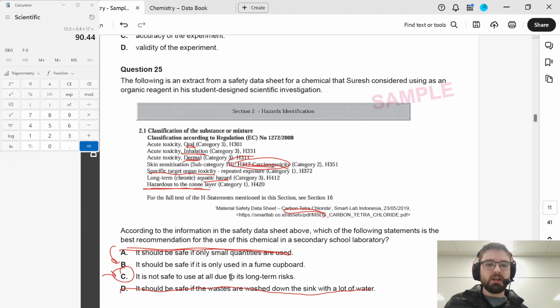Yeah, again, C. This is kind of a dumb question because the whole point of a safety data sheet is you're not supposed to memorize this stuff. Just look it up. They've literally got a guide somewhere that says, can you use this in a school? Just look it up there.